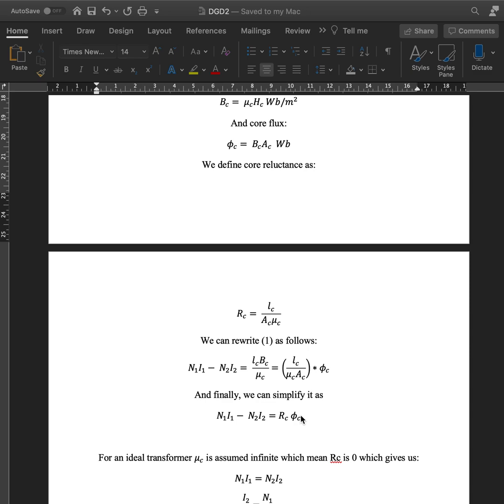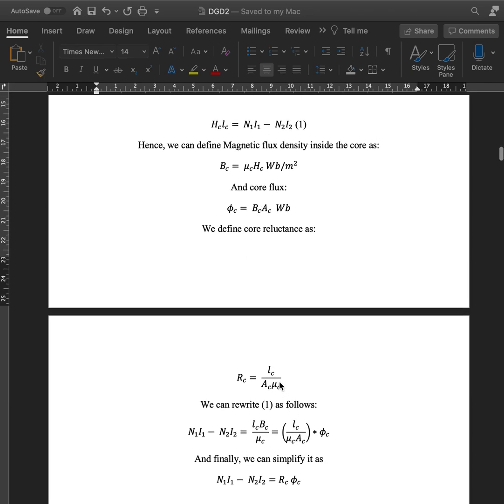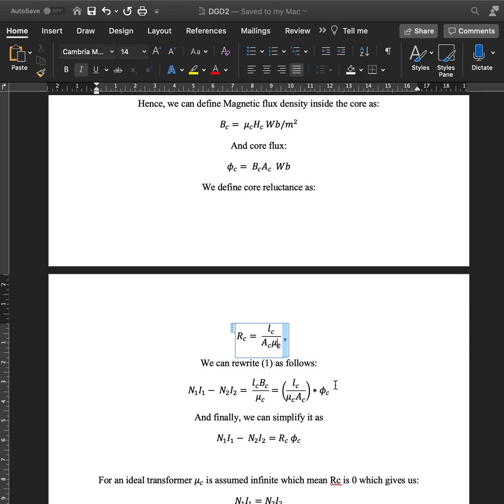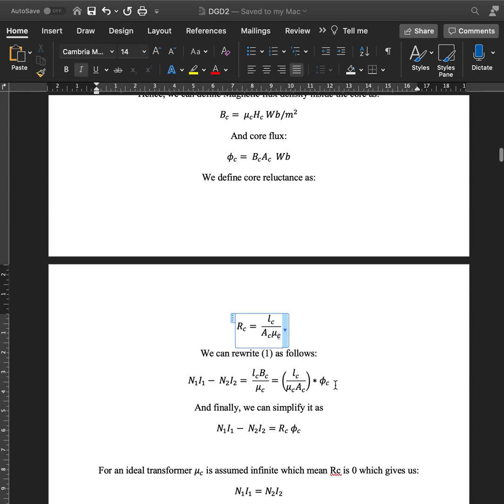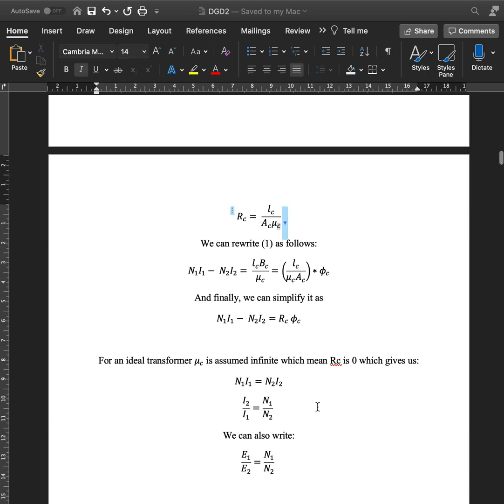All right, for the ideal transformers, we assume mu c is infinite, which means that, according to the equation here, the reluctance will be so small that it's almost negligible. Hence, we consider it to be zero. Hence, we come up with the equation N1 I1 is equal to N2 I2, or it could be written as I2 divided by I1 is equal to N1 over N2.